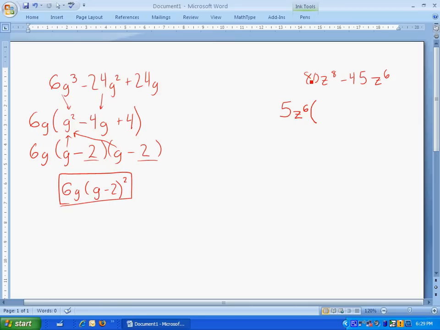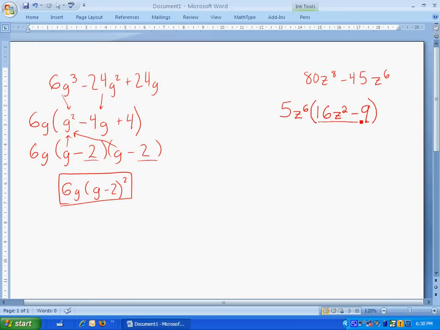80 divided by 5, well, 5 into 8 is 1 with 3 remaining. 5 into 30 would be 6, so 16. Z to the 8th divided by z to the 6th, I subtract the exponents when I divide, so 16z squared. And then negative 45 divided by 5 will leave me with negative 9. And then the z's cancel out, and so I'm left with that. Now I look at this, and I see I have the z squared here, right? But I don't have a middle term for the z, so I don't have a trinomial, so I can't do the same thing that I did over here. But there's nothing else common.